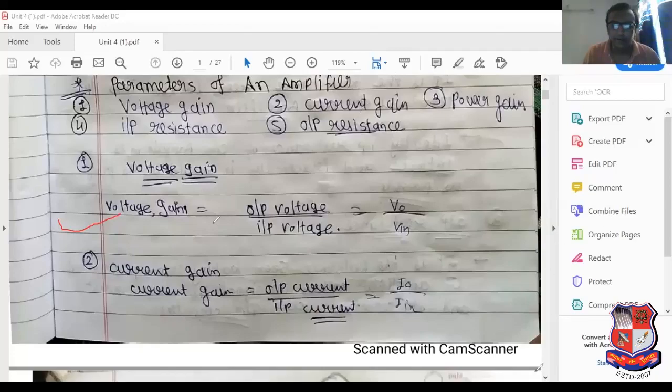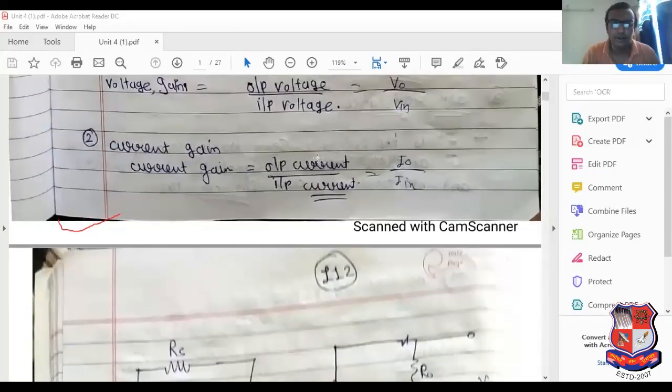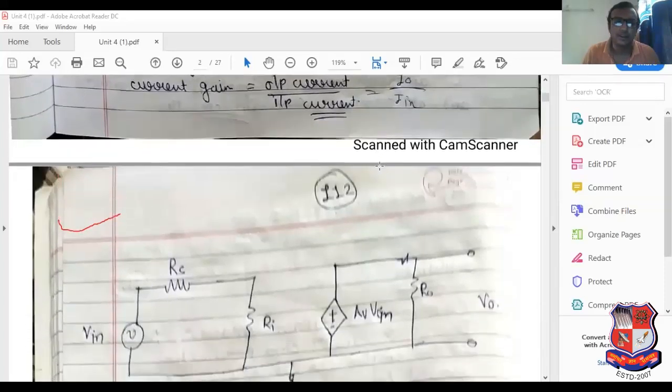What is the meaning of current gain? Current gain means output current divided by input current. See this particular equation, output current divided by input current. So it is known as current gain.